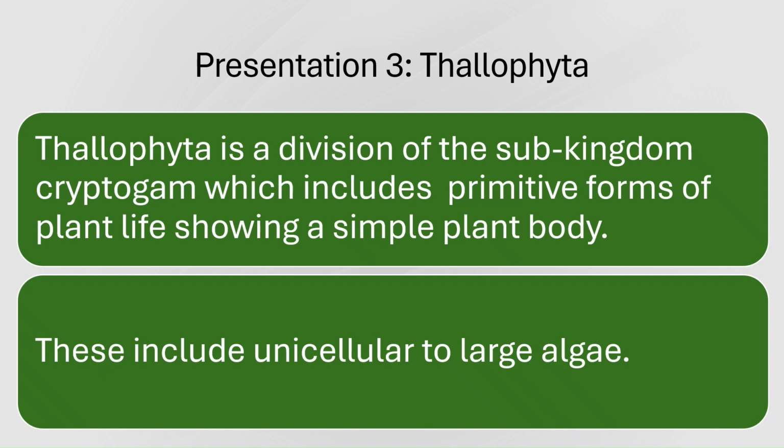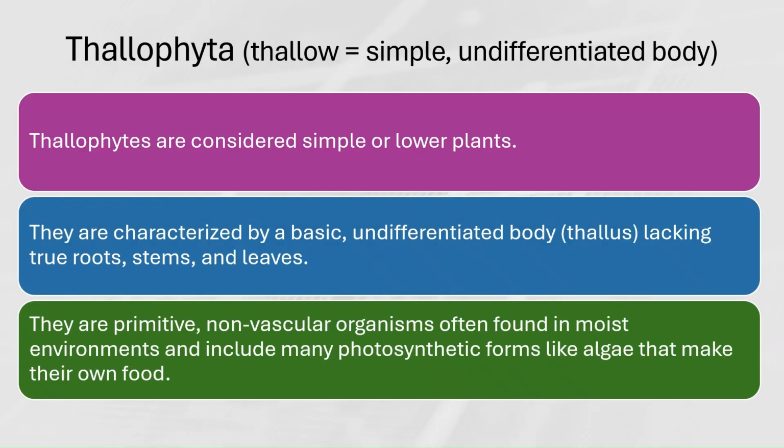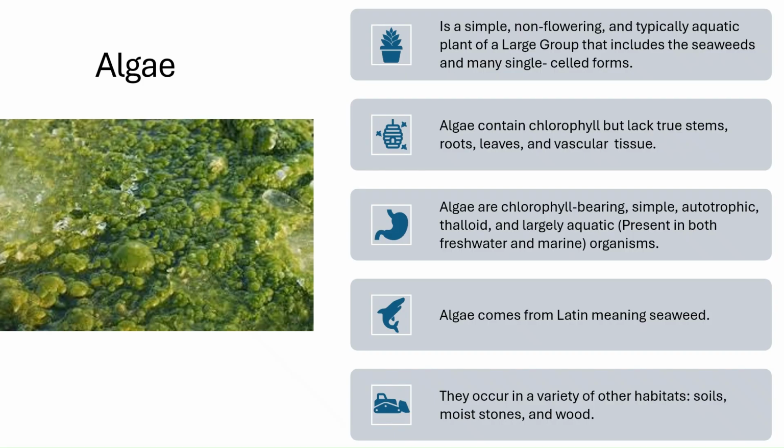The Thallophyta is a division of the subkingdom Cryptogam, which includes primitive forms of plant life showing a simple plant body. These include unicellular to large algae. Thallo means simple or undifferentiated. Thallophytes are considered simple or lower plants. They are characterized by a basic undifferentiated body, that is a thallus, lacking true roots, stems, and leaves. They are primitive, non-vascular organisms often found in moist environments and include many photosynthetic forms like algae that make their own food. Let's look at algae.